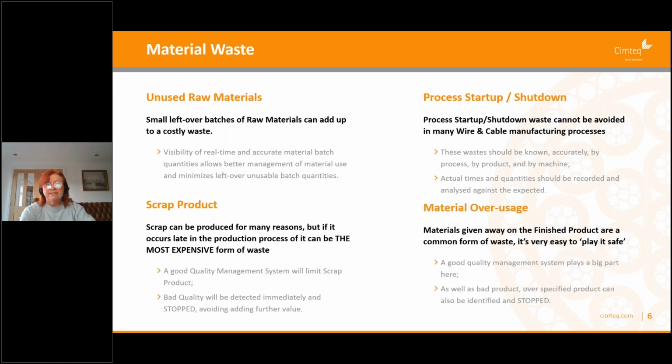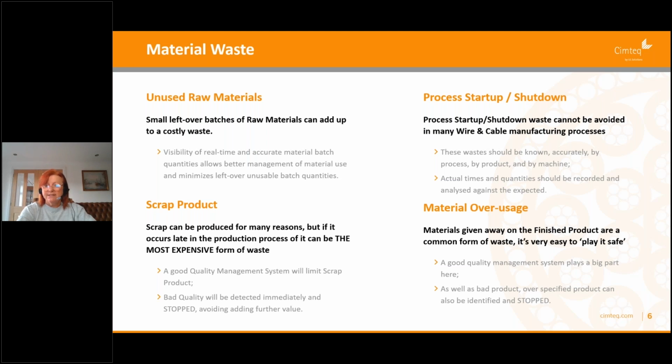Material overuse. So yeah, this is very easy because we don't want to make scrap, so generally we play it on the safe side. That generally means if we've got a nominal target figure for the spec, a diameter, we're going to always play it safe and go a little bit over that nominal. And this can happen in all processes. Basically, it's easy to play it safe, but we're giving material away. If we can stay as close to nominal as possible, then we're going to save quite a lot of money.